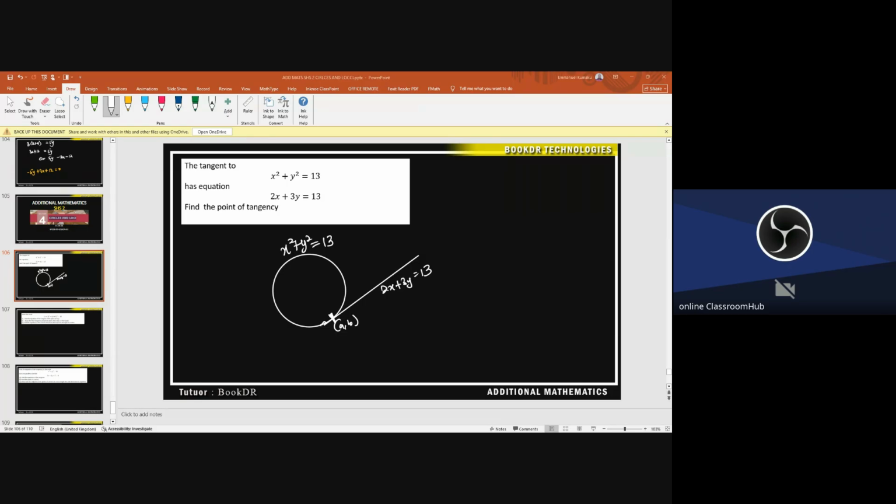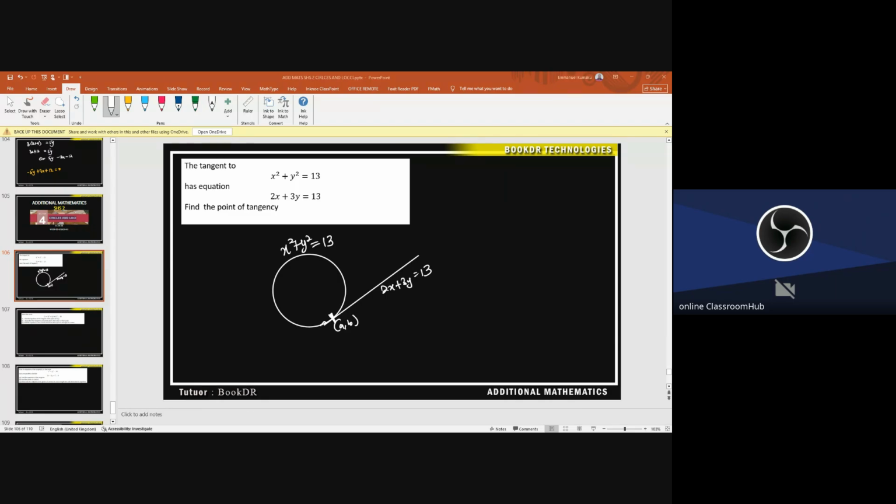Yes, Papaya. Sir, does that mean that the first equation is the equation of the circle? Yes. Okay. The first equation is the equation of the circle. Okay.